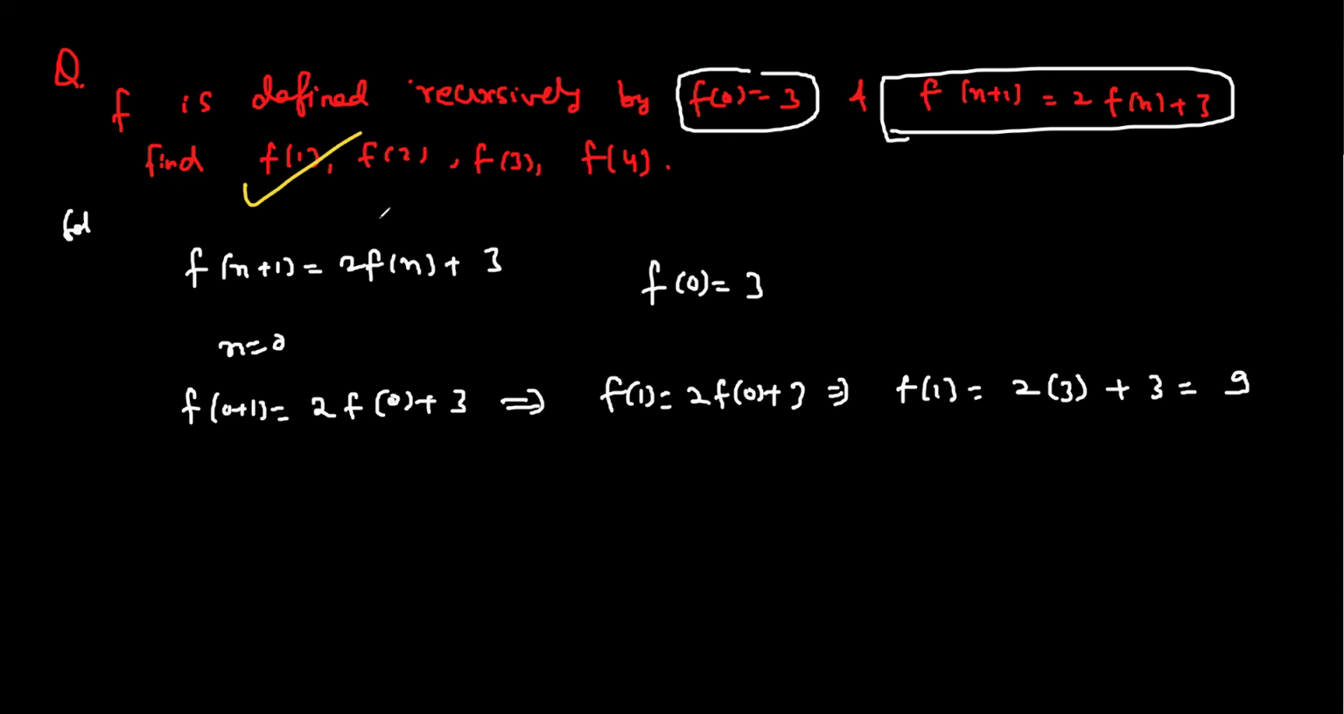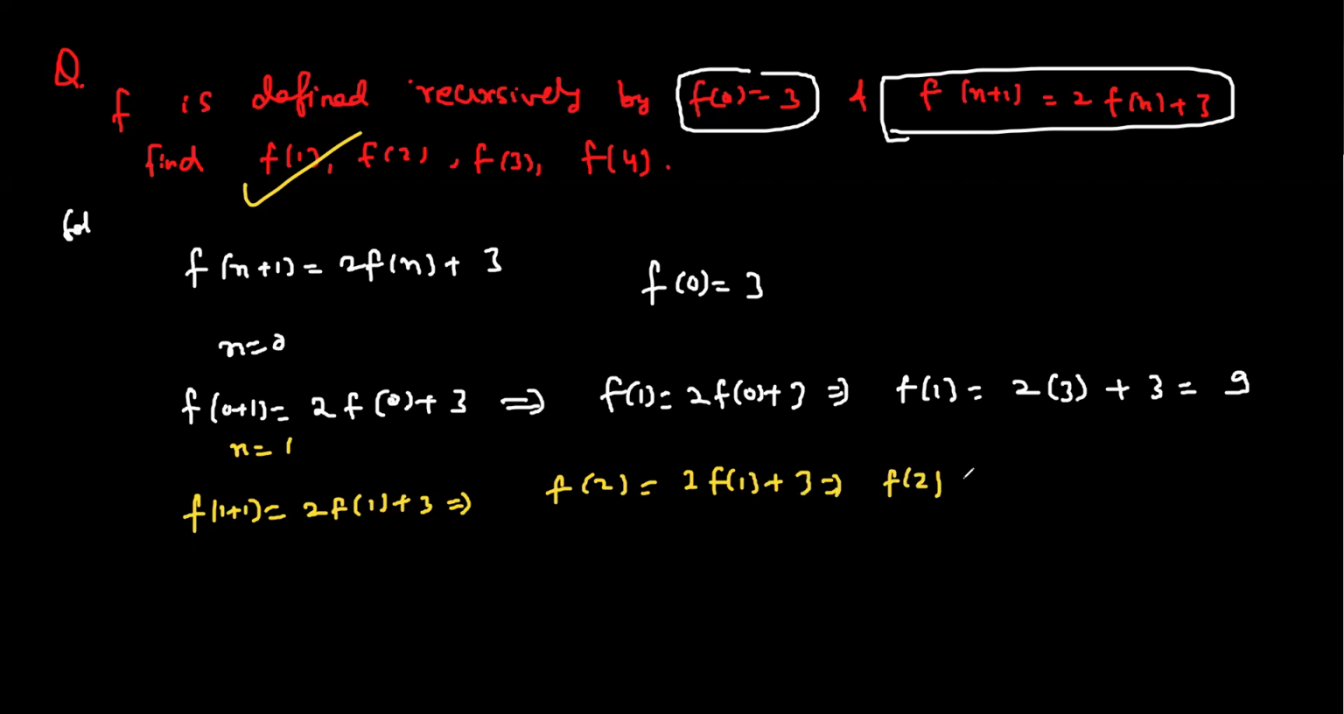f of 1. Now for f of 2, put n is equal to 1, right? f of 1 is 9, so 2 times 9 plus 3 is 21, right? So you can see here f of 2 depends on f of 1. f of 1 depends on f of 0. This is called a recursive function.